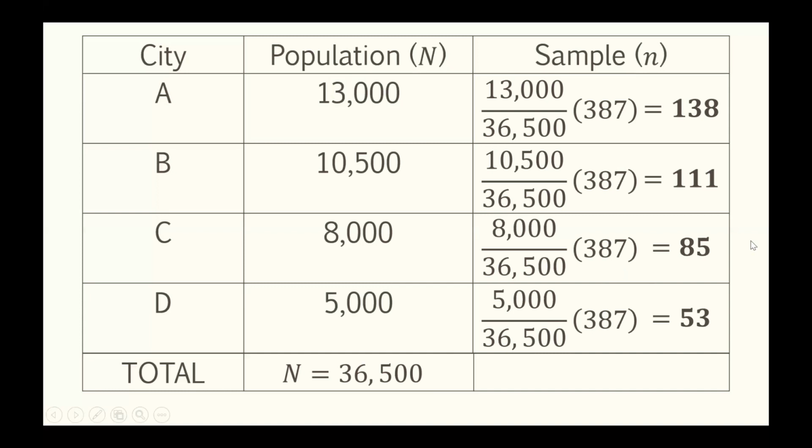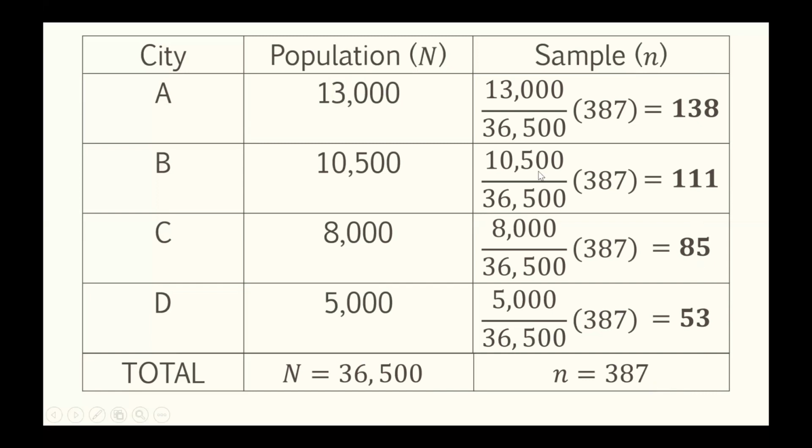So if you are going to add the samples taken from CTA to D, that should be equal to 387. So dapat eksakto, walang butal. So 138, let us try. 138 plus 111 plus 85 plus 53, that is 387. Hindi dapat sosobra sa 387, eksakto lang.